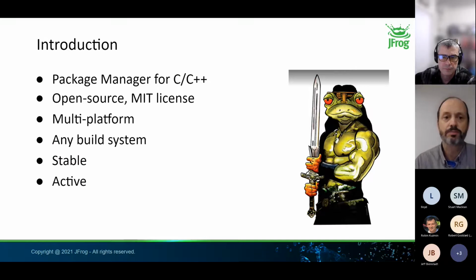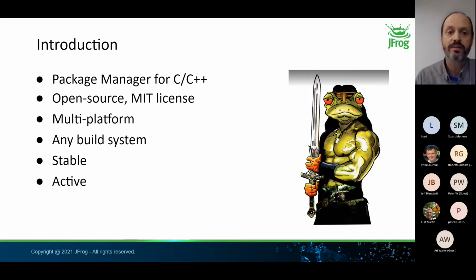Conan is an open source package manager. It's MIT licensed. You can do whatever you want with it. It is multi-platform. It will work on Linux, Mac, OS X, and it can target also any platform, even bare metal, embedded. It can use any build system natively, not wrapping with CMake. If you are using Visual Studio, for example, Conan can do Visual Studio solutions natively. It's very stable, and the community is very large. There are tens of thousands of companies out there using Conan at the moment in production.